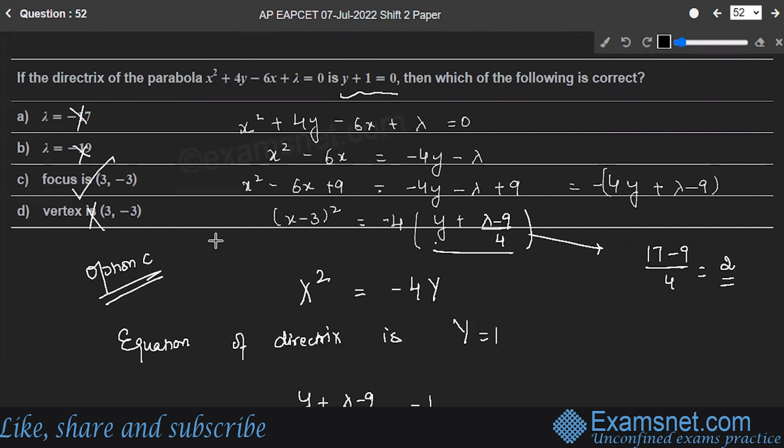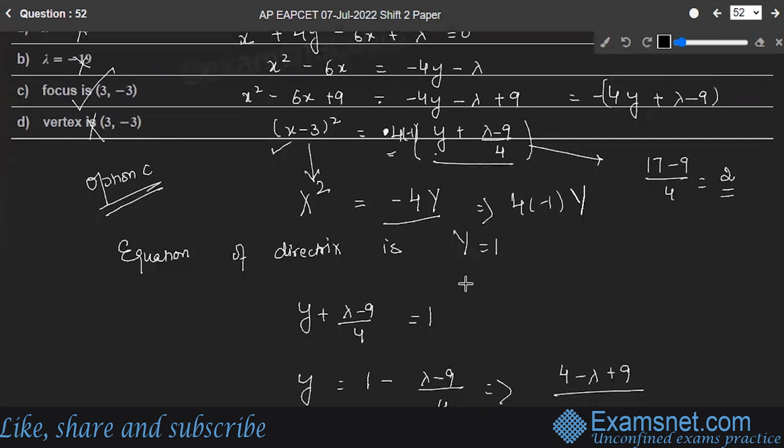Hope this question is clear to you. So I'm repeating the whole question. If the directrix of this parabola is y plus 1 is equal to 0, then which of the following is true? So first of all, pick up the parabola over here, and when you solve this, you will get the equation x minus 3 whole square is equal to minus 4. Actually this minus 4 can be written as 4 into minus 1 as well, 4 into minus 1 into y plus lambda minus 9 upon 2. So this whole can be written as capital X square is equal to minus 4 capital Y, or this can be written as 4 into minus 1 into capital Y.